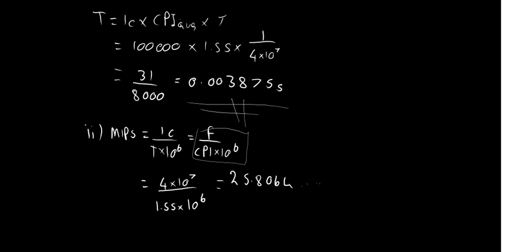So if you punch that on the calculator, you get like 25.8645161, something like this. This is the answer you should get from the calculator, and that's how we calculate MIPS there. You can try using the other formula.